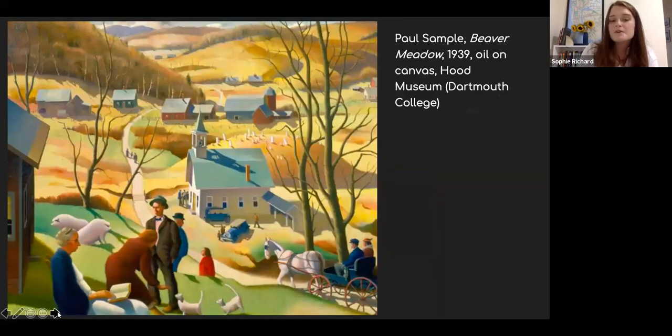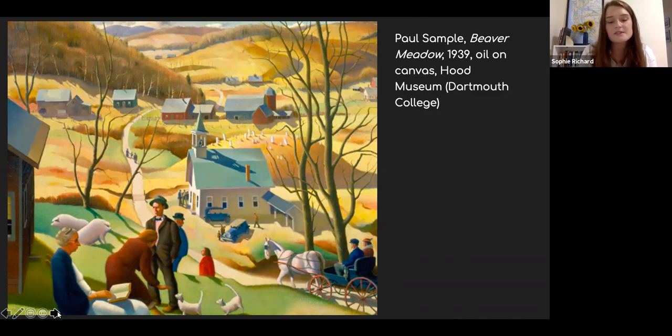However, Sample would revisit the precisionist style and apply it to the New England landscape. And he produced this wonderful painting, Beaver Meadow, a scene in our very own Norwich. And this is really a culmination of his other styles and one of his most highly regarded compositions. This work celebrates American folk art traditions and emphasizes communities strengthened through weekly worship.